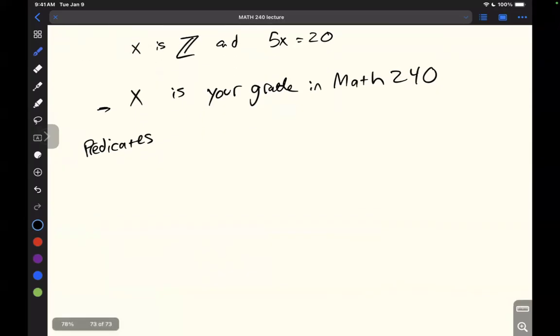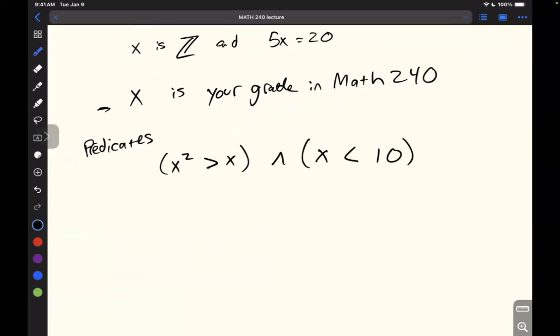And so let's say we've got something like x squared is greater than x and x is less than 10. So each of these is a predicate where we can say x squared is greater than x. That's fine. It's like a mathematical expression, but I need more information to say whether or not it's true. So that makes it a predicate. This is the same, where x less than 10 is an expression, but I need some information about x to say whether or not that's true.